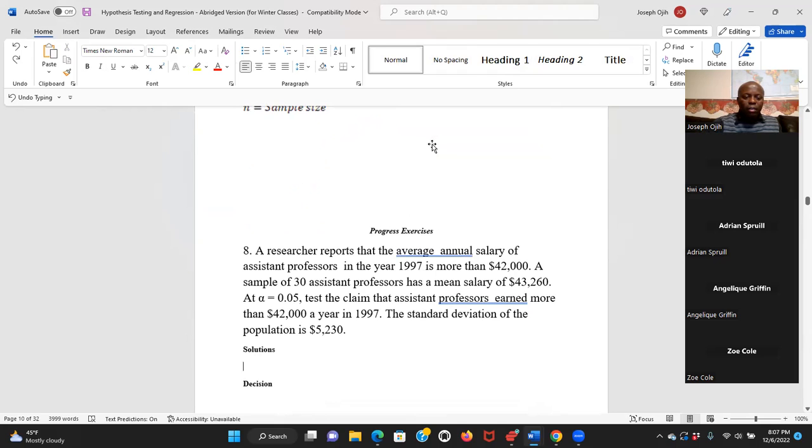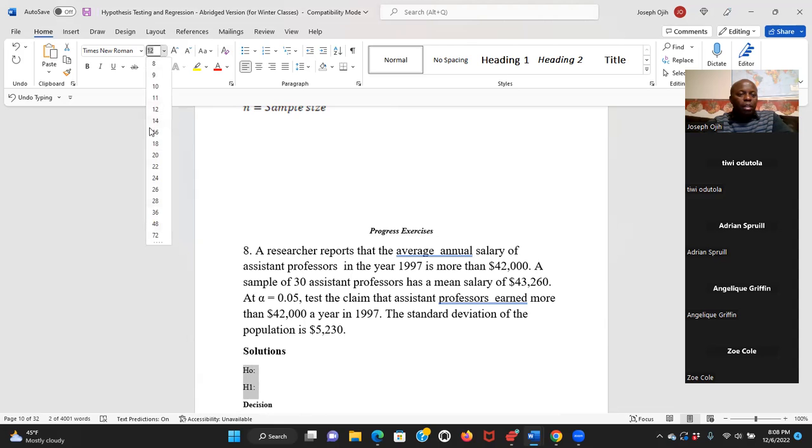So we have the solution here. Let us state our null and alternative hypothesis. Before that, let me make the font size 16 so that we have enough room. H0 and H1. That's the first thing you do to state the hypothesis. We're going to use the traditional method.